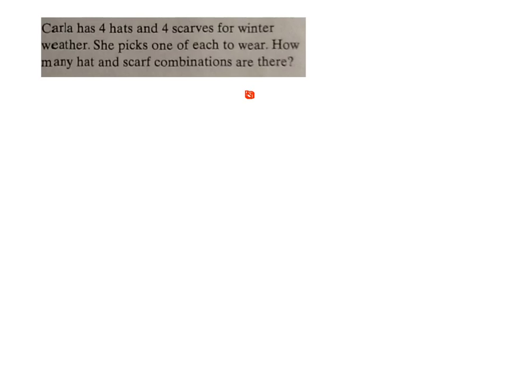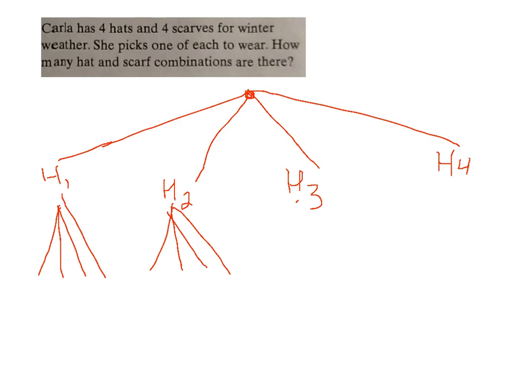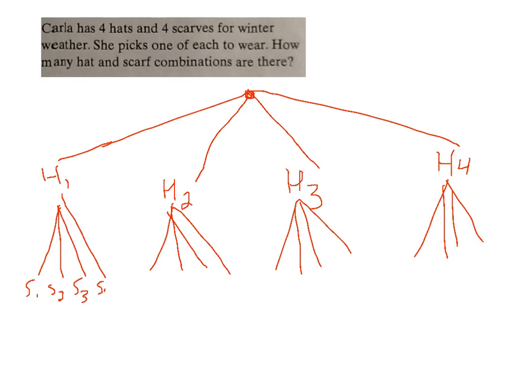Well, I'm going to start by branching off into the hats. There's 4 hats, so I'm going to have 4 branches coming off here. I'll call this H1 for hat 1, H2 for hat 2, H3 for hat 3, and H4 for the 4th hat. And then from there we can choose 4 scarves. So I'm going to branch off on each of these 4 times. And then for each one of those we've got scarf 1, scarf 2, scarf 3, and scarf 4. So there's 4 scarves that could go with each hat.